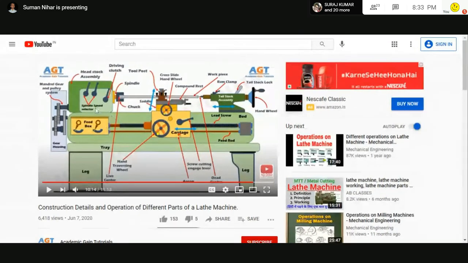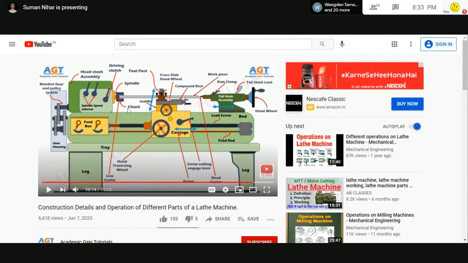There are two rods. This is your feed rod, this is your lead screw. This lead screw is basically used to put the automatic feed. This is your half nut. When by this half nut the carriage is connected with this lead screw, the tool post will automatically move towards the left hand side.